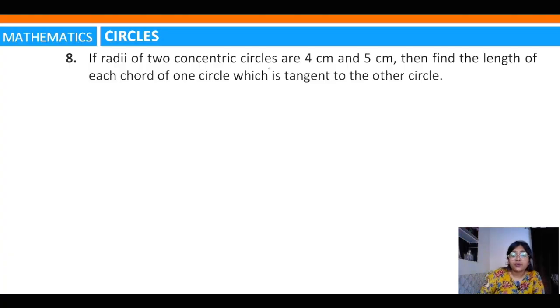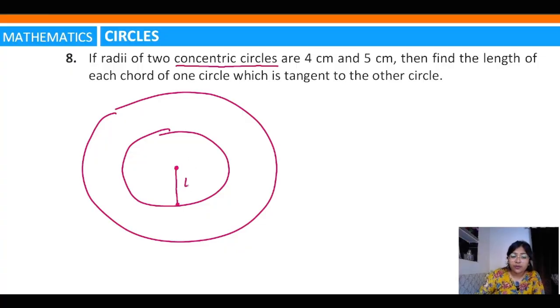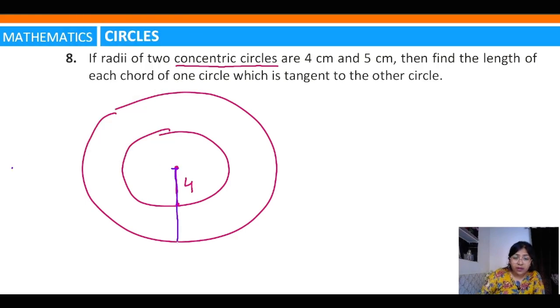If radii of two concentric circles... I already told you what is the meaning of concentric circles. The circles having the same center are called concentric circles. So there are two circles having the same center, but their radii are different. One is having a radius of 4 centimeter. The other is having a radius of 5 centimeter. So it will be 1 centimeter, and this will be total 4 centimeter. Find the length of each chord of one circle which is tangent to the other circle.